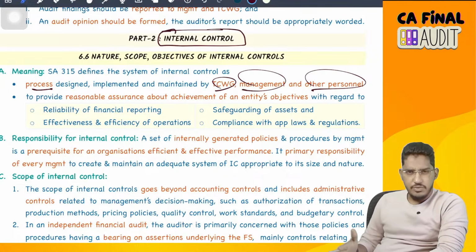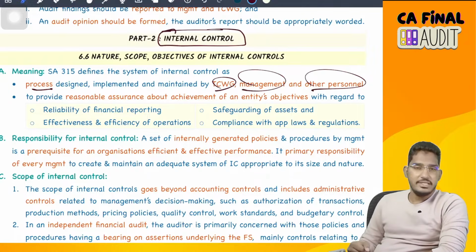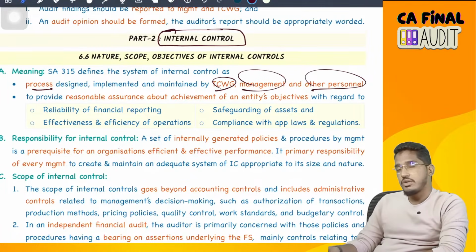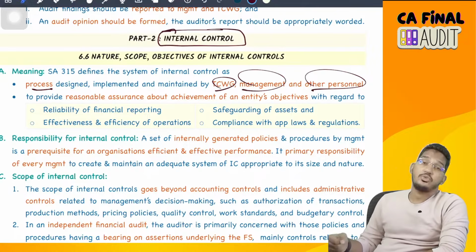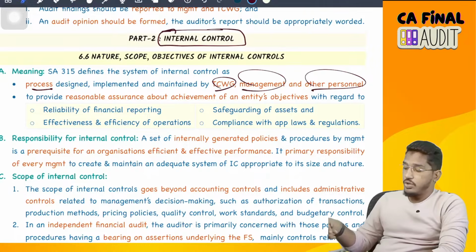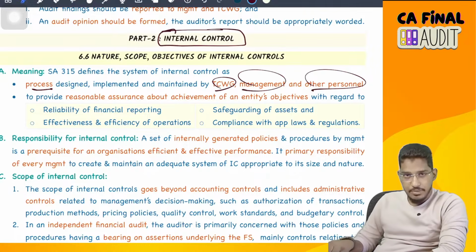Like appointment of security guards is a simple example of internal control, or installing a CCTV camera is a simple example of internal control, or having an approval mechanism, authorization mechanism before any entry can be recorded in the books of accounts. It has to be approved. Or the most common internal control which we see in the industry, segregation of duties, not keeping the entire end-to-end responsibility in the hands of one single person.